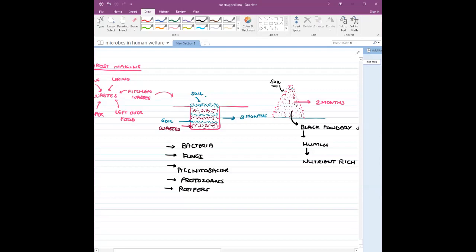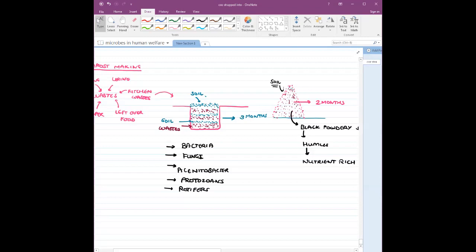After 2 months, you're going to see that the entire material is converted into a black powdery substance which is called humus. Humus is really, really nutrient rich, so you can just take this and add it to your soil, and it increases the fertility of the soil. Okay, fine. And these are all the bacteria. But now guys, this composting process is going to be a very, very long process.